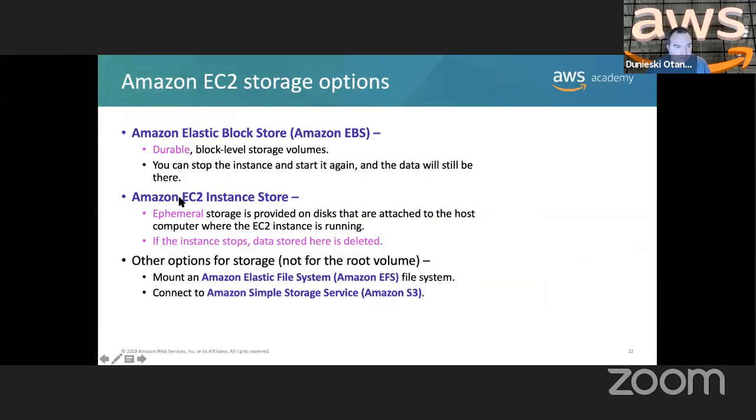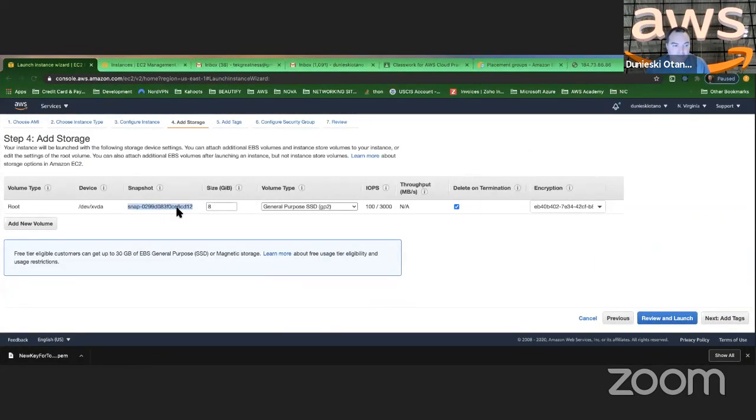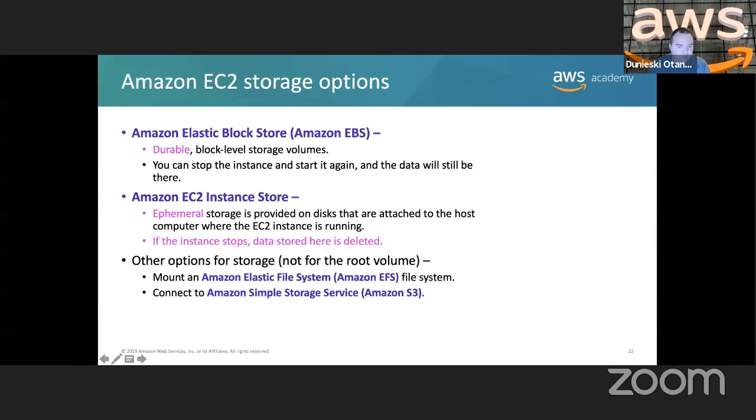Okay, that's called instance store, right here, instance store. It's ephemeral. It's provided on disks that are attached to the host computer where the EC2 instance is running. If the instance stops, data stored here is deleted. But this is not the instance store. This is a root volume. This is different, okay? An instance store, that means you may have that in the exam.